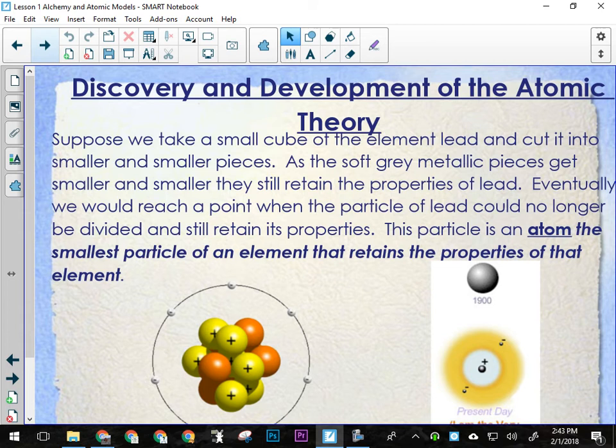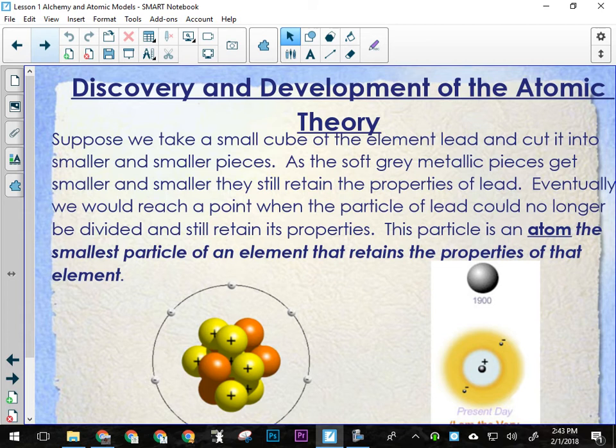So let's say I had a chunk of lead and I started cutting it into smaller and smaller pieces. All the small pieces still have the same properties. Agreed? Because they're all what? They're all lead. They would have the same melting point, same boiling point, same density, same whatever. It's all still the same.